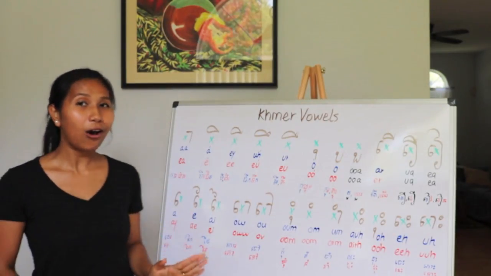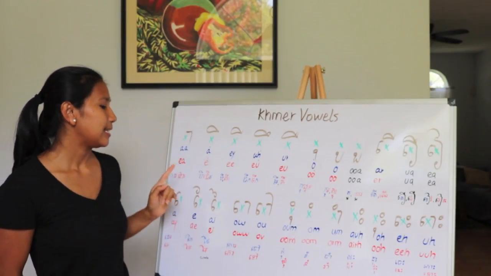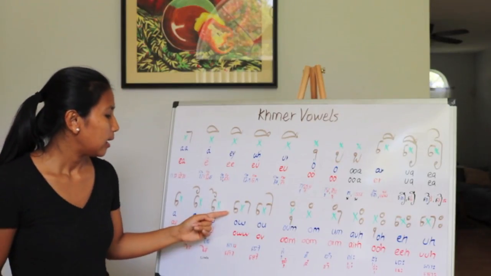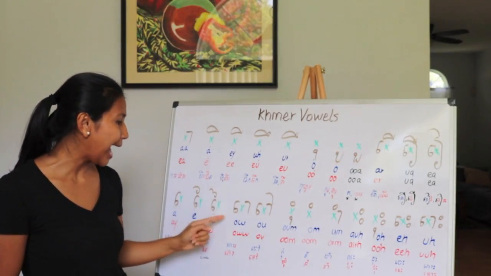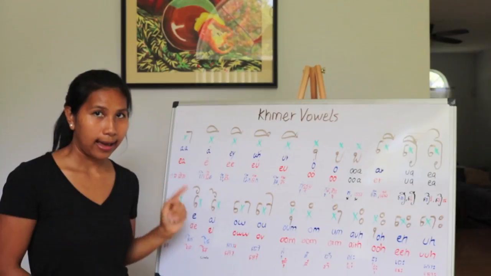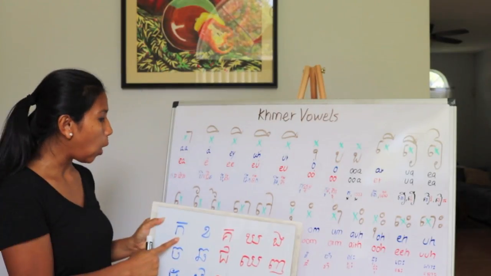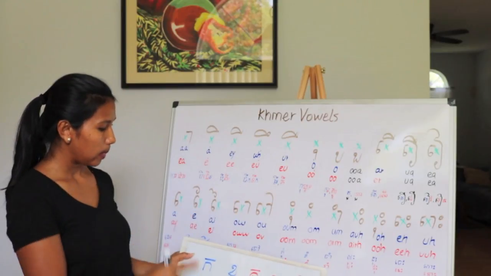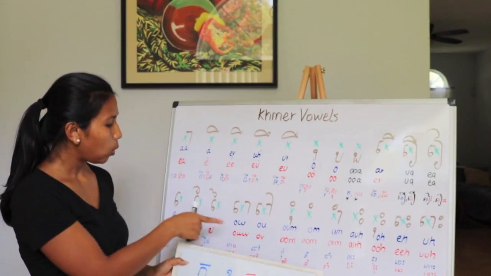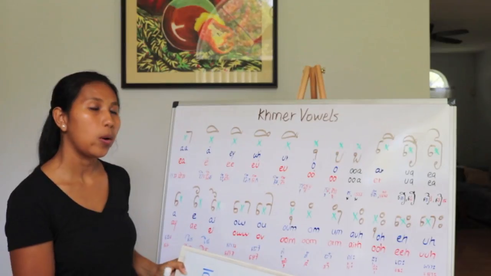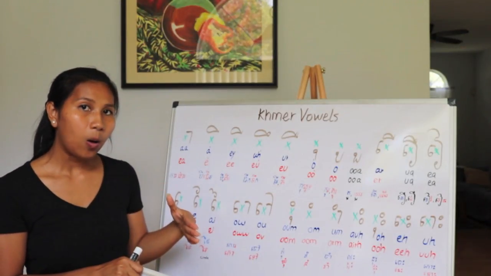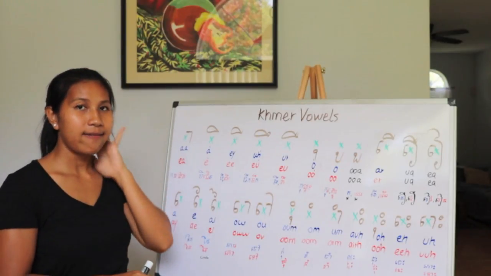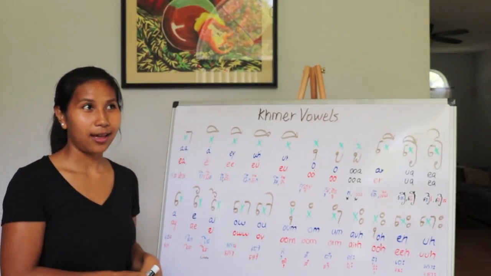The next vowel is sra'ao. Sra'ao has two sounds. It's ow and o. Ow, o. Gaw. Ow, gow. And go. So gow, go. Gow means to shave. Go means cow.